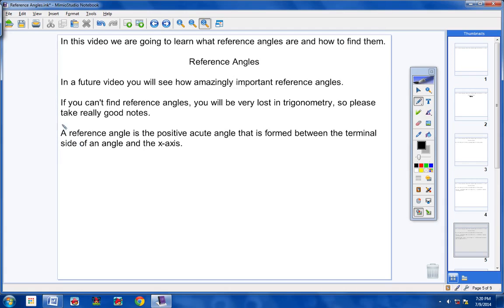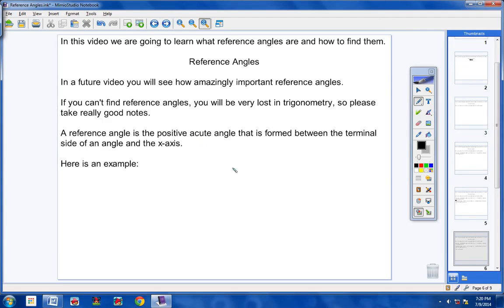Copy this in your notes if you would, please. A reference angle is the positive acute angle that is formed between the terminal side of an angle and the x-axis. Let me read that again. A reference angle is the positive acute angle that is formed between the terminal side of an angle and the x-axis. Now, that's a really good thorough definition of what a reference angle is.